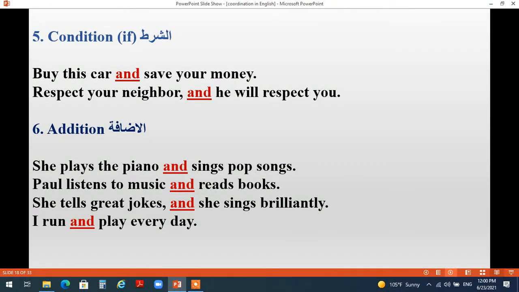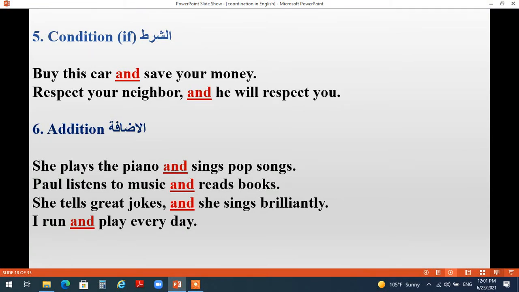Number 5, and can be used to express a relation of condition. Buy this car and save your money, exactly meaning if you buy this car you will save your money. Respect your neighbor and he will respect you. If you respect your neighbor he will respect you. So and can be used to indicate a conditional meaning in the sentence.